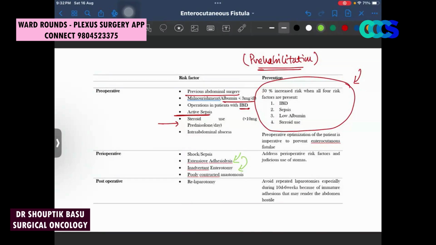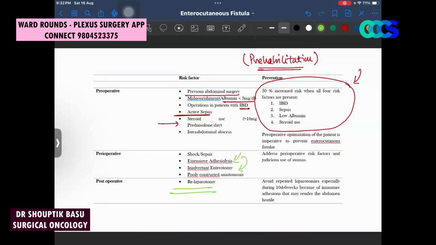Now, coming to the perioperative ones, like you said, emergency surgery, extensive adhesiolysis, which will inadvertently cause enterotomies. And of course, if you are asking your first year resident to do an anastomosis, I'm not demeaning any first year resident, but an unsupervised, unmentored anastomosis, you can have some sort of leaks, right? So you need to address these things, and of course, a post-operative factor includes your re-laparotomy.